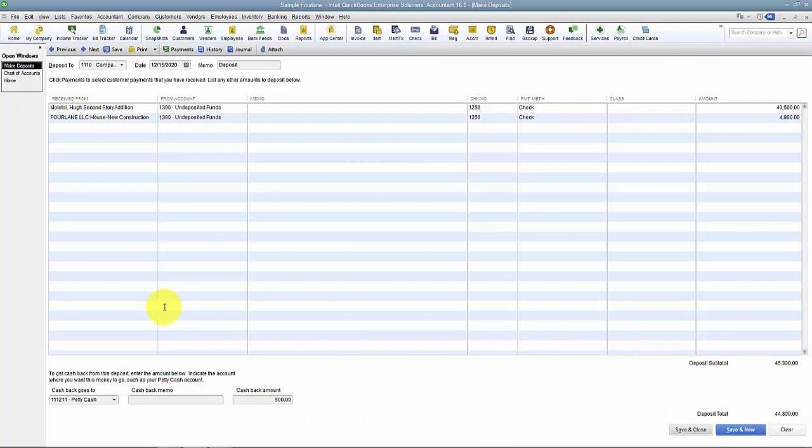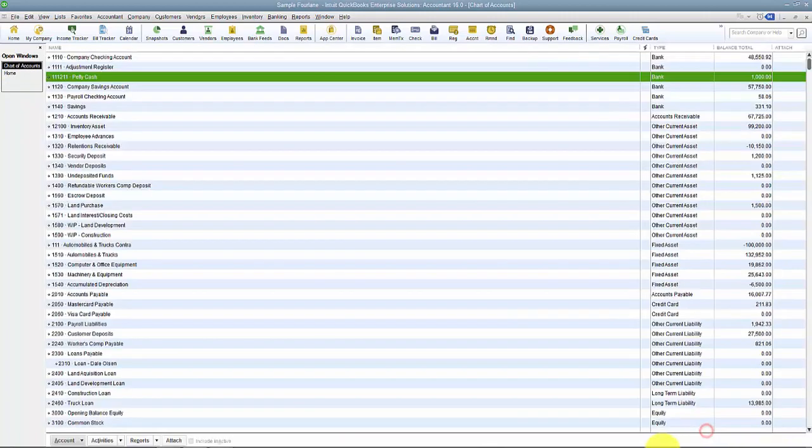Now, of course, if you print deposits out of QuickBooks, QuickBooks prints this out for you automatically. You don't have to fill in anything on the deposit slip. So let us know if you need deposit slips to print out of QuickBooks. We've got some great deals on that. Okay, so $44,800 is the deposit total. I say save and close. Now, because I did both of those, I actually have $1,000 in my petty cash account, right?